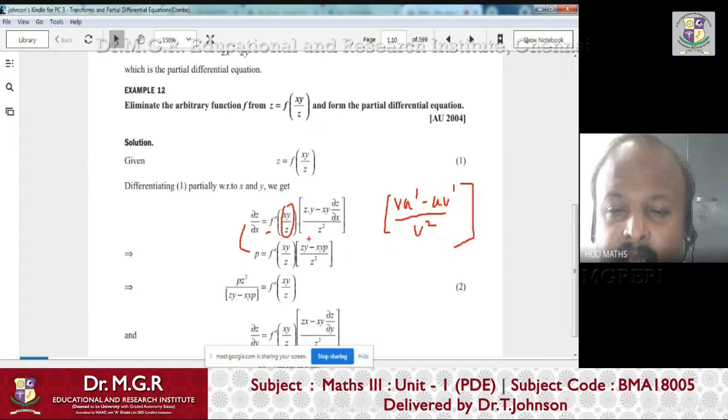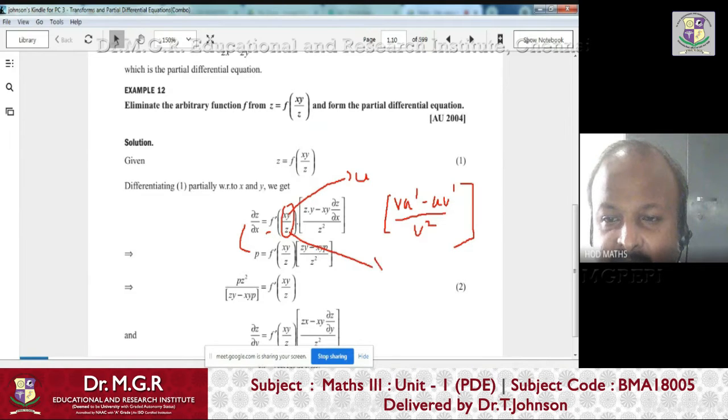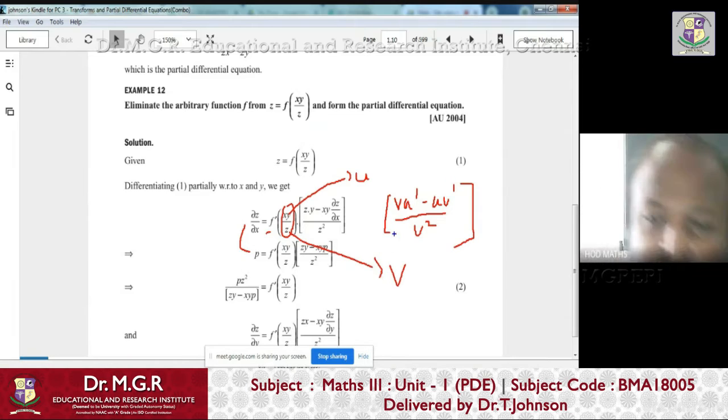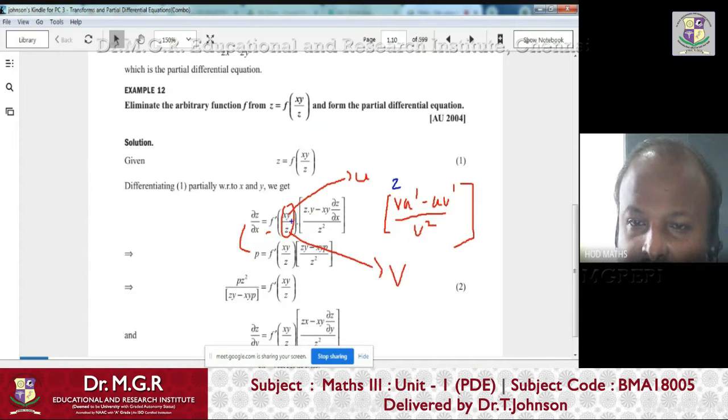So here that xy you take as U and z you take as V. So here V is z as it is. U dash means x into y, but you are differentiating with respect to x, so y is something like a constant. So x into y, if you differentiate, differential of x is 1, y is a constant, so y comes as it is.